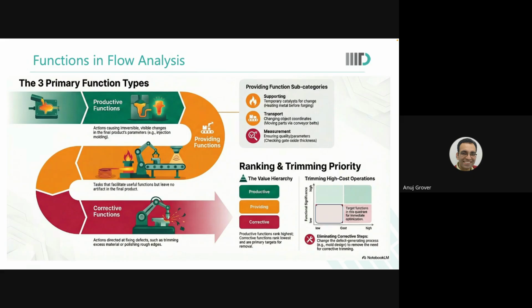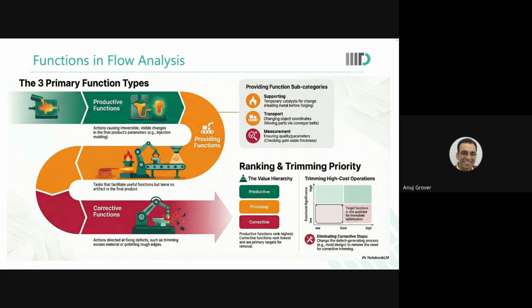Then second type of functions are providing functions. What are providing functions and why are they needed? So providing functions are functions which enable the productive function to work well, which enable that the flow moves along well. So there are three kinds of providing functions, which are supportive, transport, and measurement.